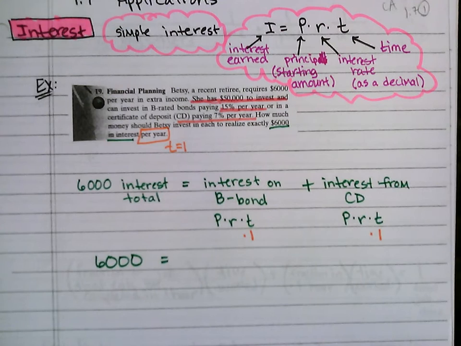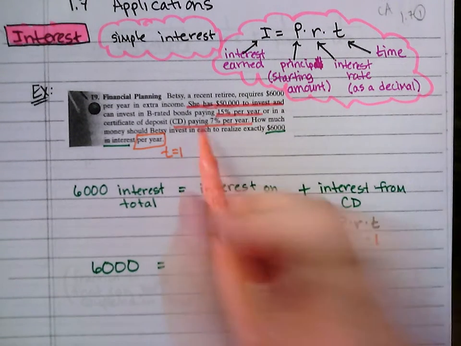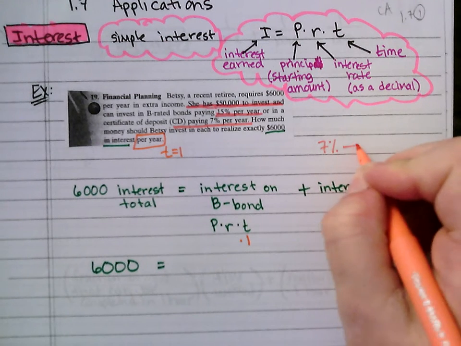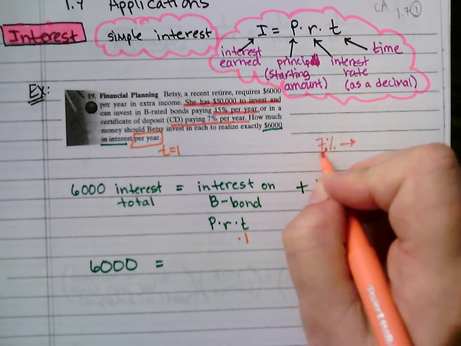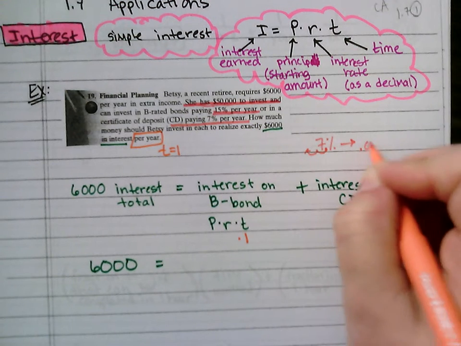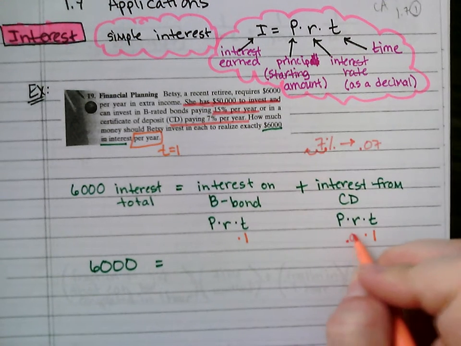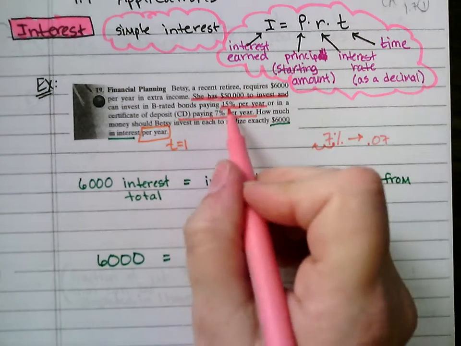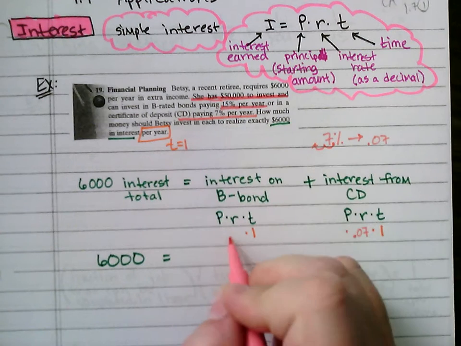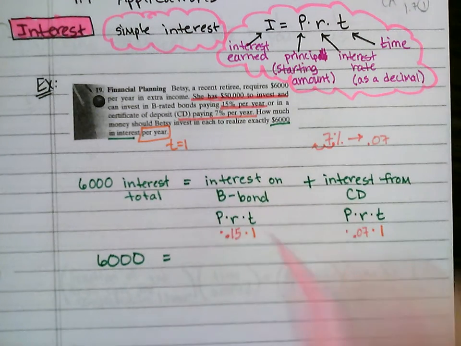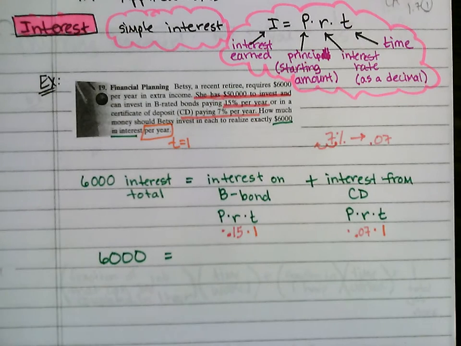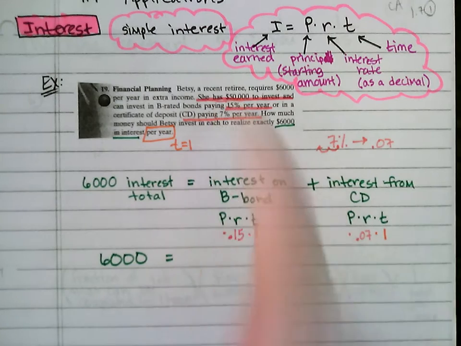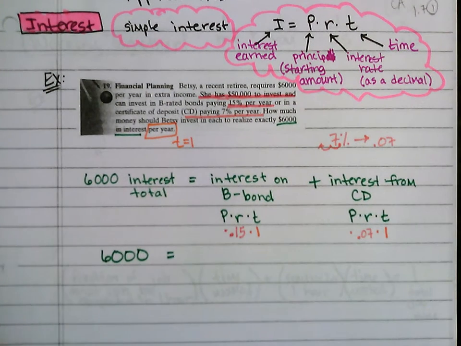And we can fill in our interest rate. CDs are 7%. So to change 7% into a decimal, remember we're going to take our decimal point and move it 2 to the left. So 0.07 for our rate. And then B-rated bonds, move the decimal twice, 0.15. And then we just need our principal. All it tells us is she has $50,000 total. So we've got to figure out what that amount is going to be.